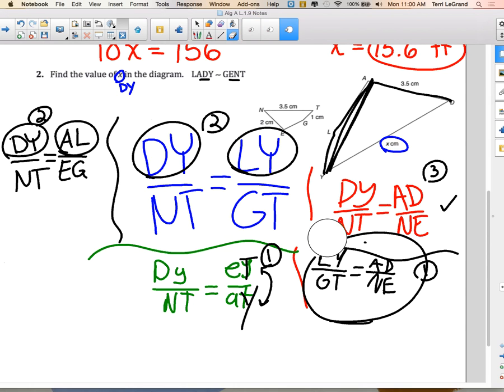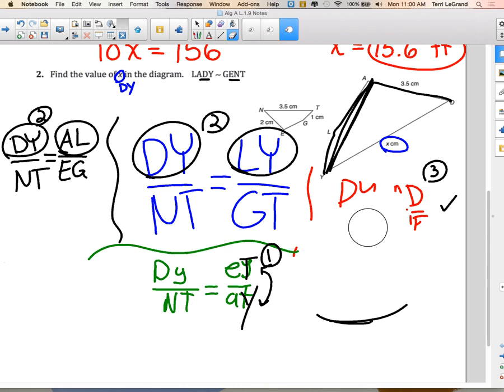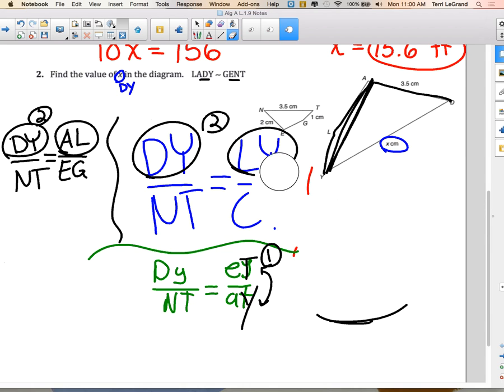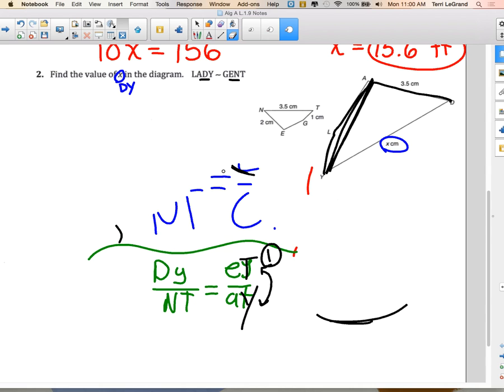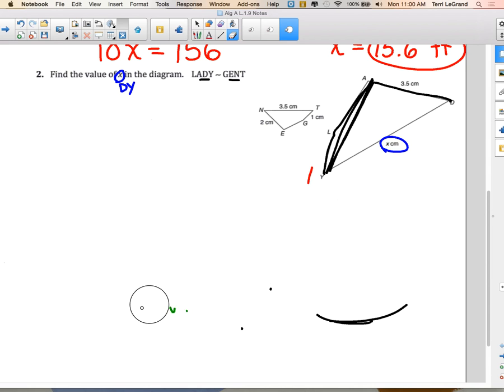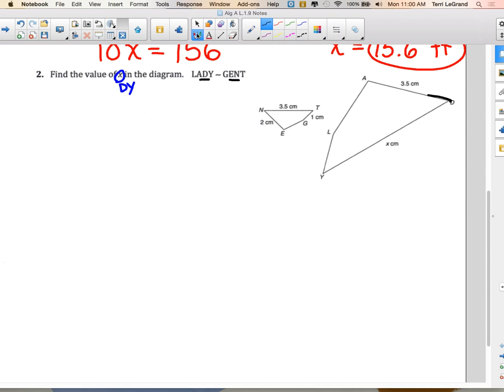So, good job, class. I went and erased that, and now I have to figure out what it said. So you're going to tell me again? Whose was that? That red one? Okay, thank you. So it was what? dy over nt equals AD over NE. What was it? AD over NE.